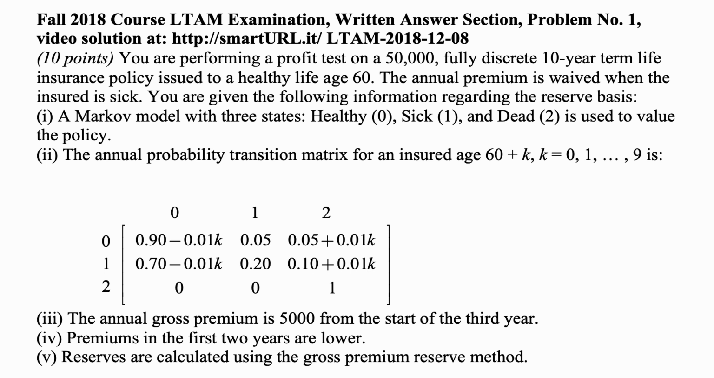Here's problem number 1 from the written answers section of the LTAM exam given in October 2018. You are performing a profit test on a $50,000 fully discrete 10-year term life insurance policy issued to a healthy life age 60. The annual premium is waived when the insured is sick. You are given the following information regarding the reserve basis.